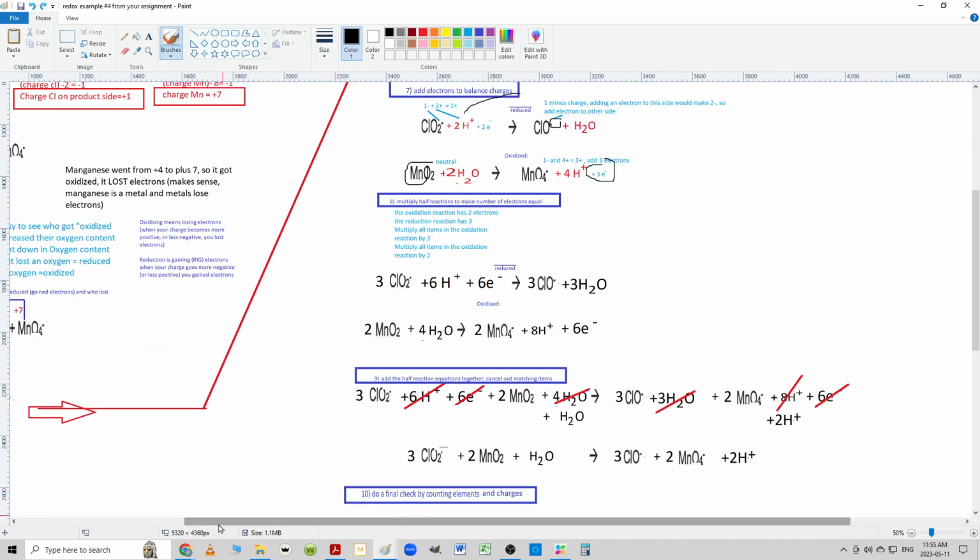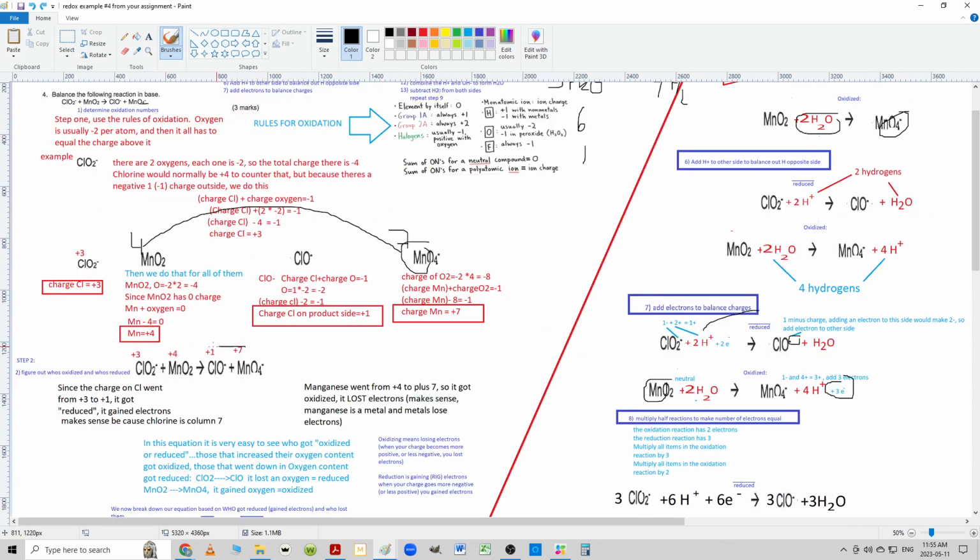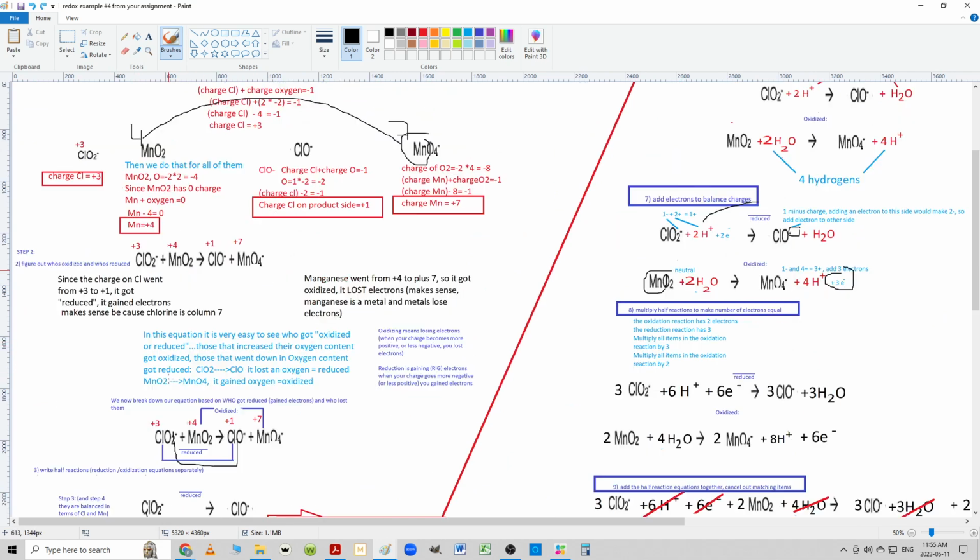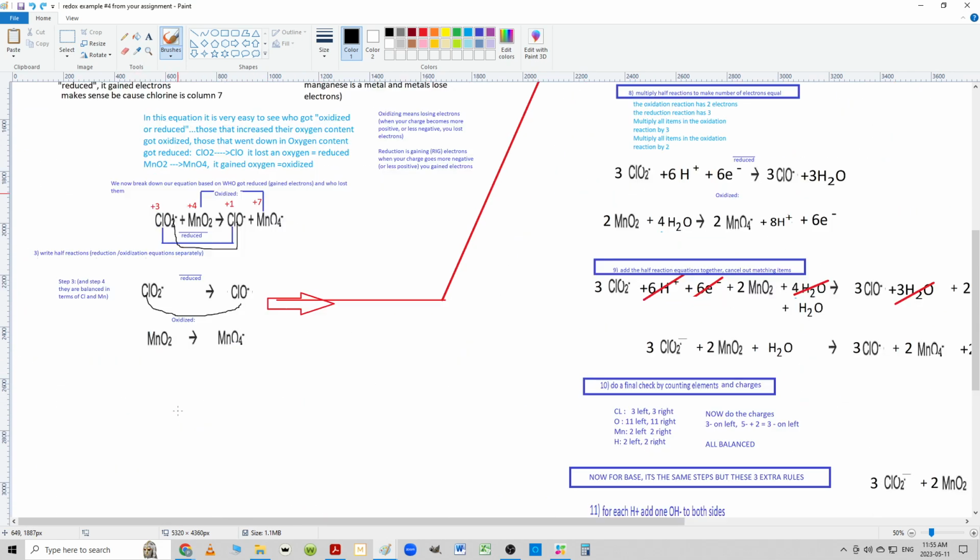So I'll just show you an example of dividing it into 2 reactions. Here's a full reaction. I figured out all the charges of the various things, figured out who got reduced, and marked it. So the Cl got reduced here and the Mn got oxidized here. And then you divide them into their separate half reactions. And really, you don't include the electrons yet from the tables. You just write it like this.